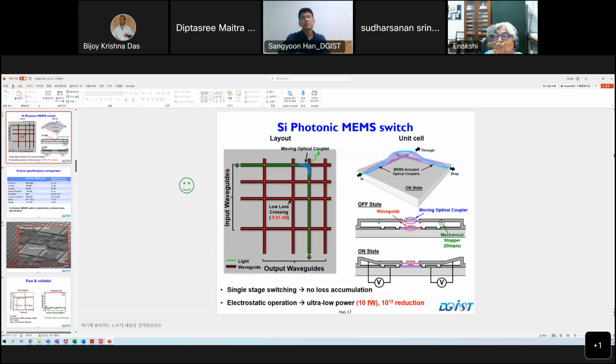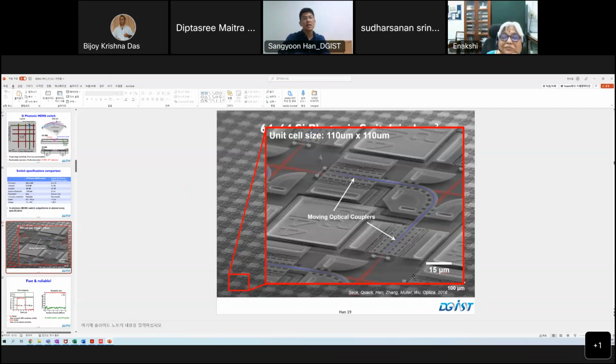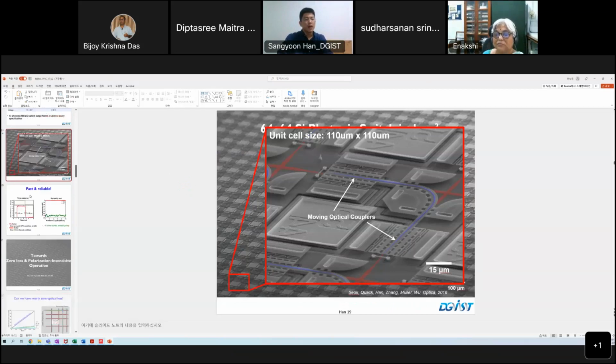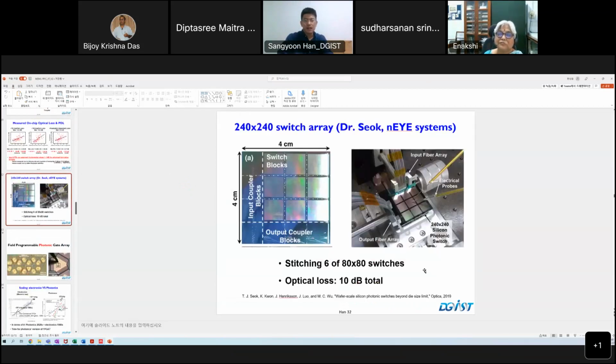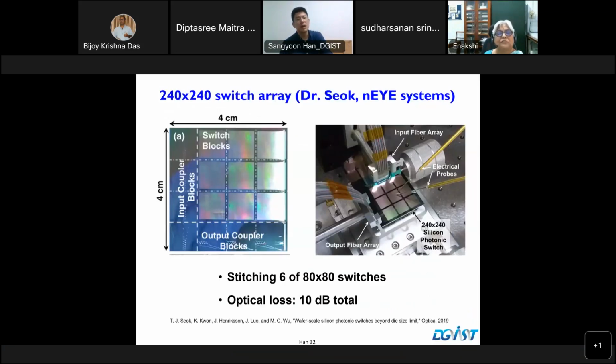There's a question from Ashutosh. Can you please comment on the footprint requirement for MEMS-based optical switches? That's a good question. One unit cell size is roughly 100 by 100 micron. Related to that, I skipped this, but this is an interesting picture. This is the 240 by 240 switch made by Dr. Taejun Suk. You need roughly 3 centimeter by 3 centimeter for the switch area, and the rest are grating couplers and other structures. So one cell is roughly 100 by 100 micrometer square.